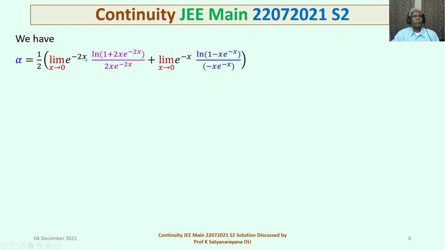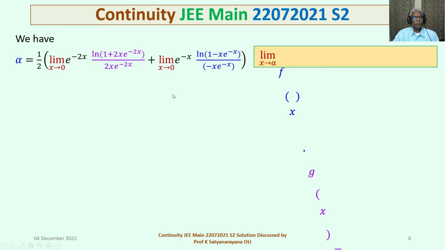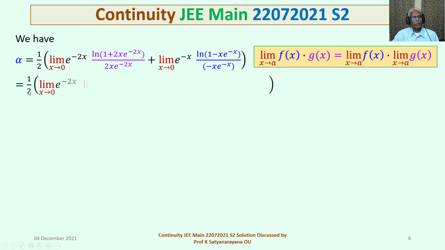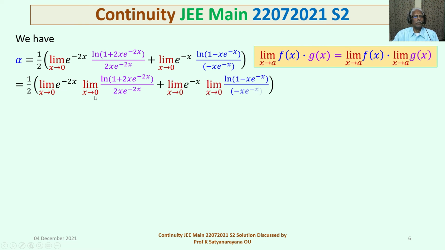Now, limit of this is the first function multiplied by the second function. Limit of the product of the functions is equal to product of their limits. So also here, limit of first function multiplied by second function, limit of the product is equal to product of their limits. So that will be equal to 1 by 2 into limit x tends to 0 of the first function e power minus 2x, limit x tends to 0 of the remaining function. This is the f of x, plus limit x tends to 0 of the first function e to the power of minus x into limit x tends to 0 of the second function.